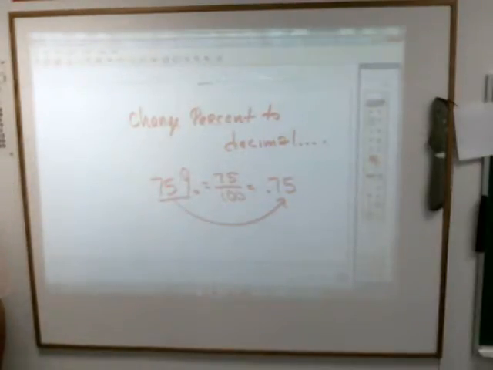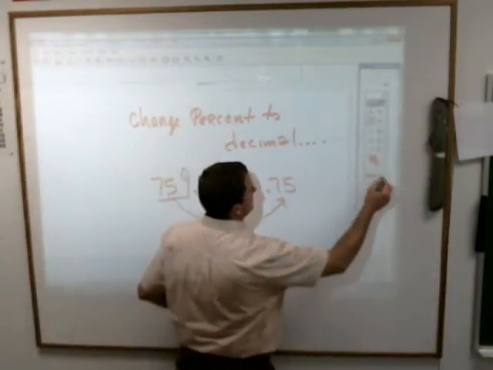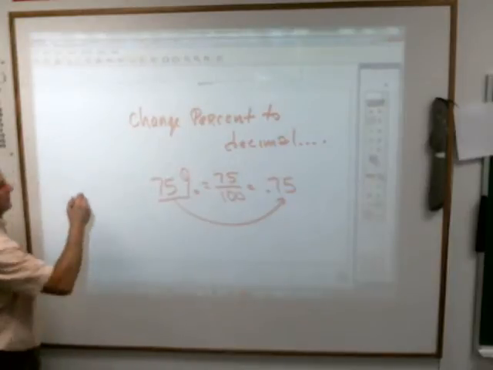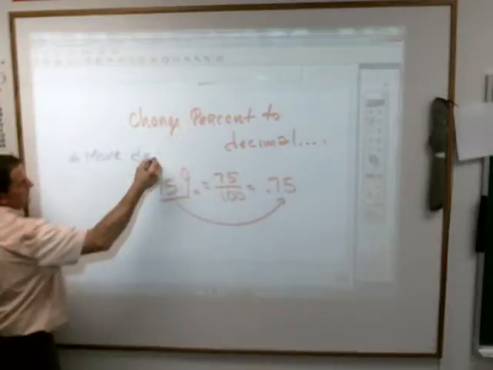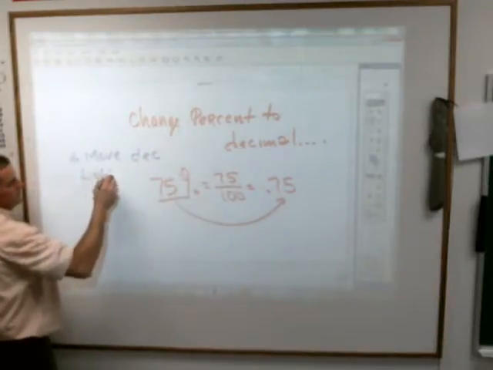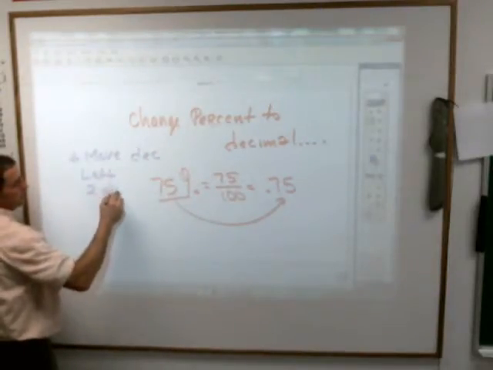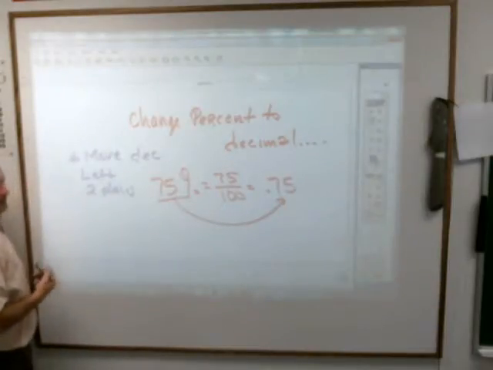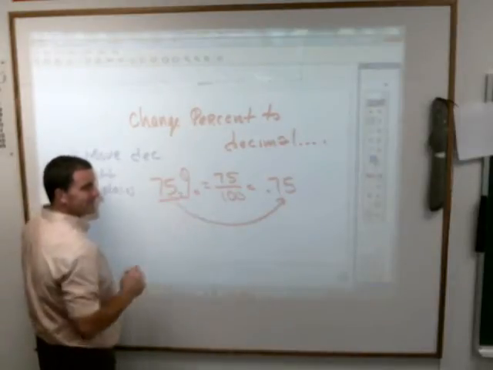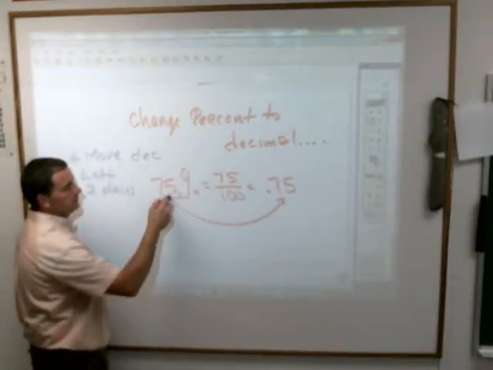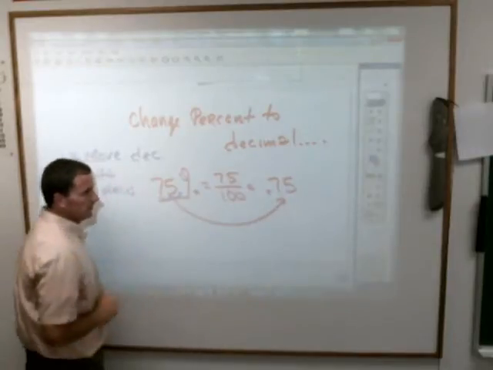Thinking about what we just did, this is the reverse. I'm not going from decimal to percent, I'm going from percent to decimal. Lutz? Move the decimal to the left. How many places exactly? You just need to move the decimal left 2 places. If it doesn't have a decimal in it, please make sure you understand the decimal always starts at the right side. I just moved it back 2 places and that's why it ended up there.